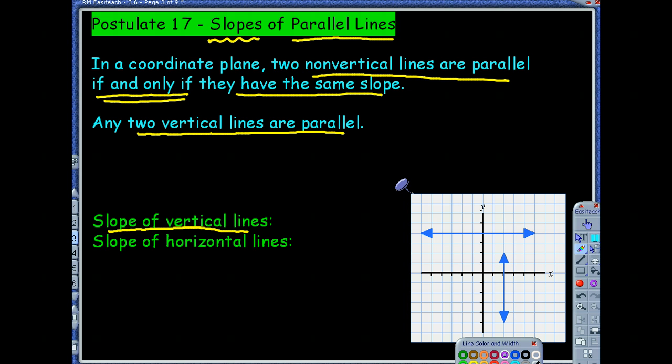Here's a vertical line. If I counted my rise to run, since it's graphed for us, I need to pick 2 points on the coordinate plane. So let's say these two right here. Okay. So what would be my rise to get from one to the next? My rise is 1. And what would be my run? I don't really run at all. My run would be 0.